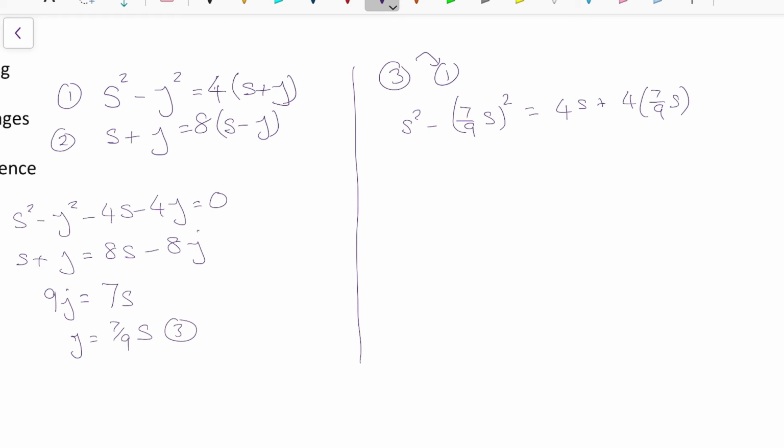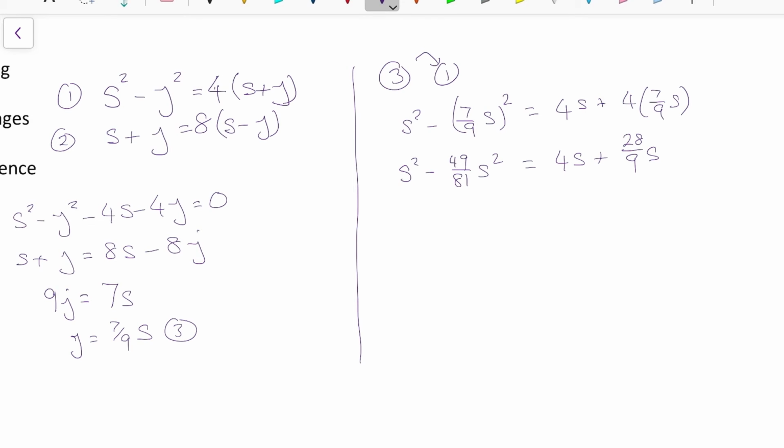Doesn't look very neat, but I have an equation which is just in terms of S, and there are no J's there at all. So let's just expand this and frankly hope a little bit. I've got S squared minus, well, 7/9 squared is going to be 49 over 81 S squared. I can simplify that, I'll come back to that in a second. And on the right, I've got 4 lots of S plus 4 times 7 is 28, plus 28 over 9 S.